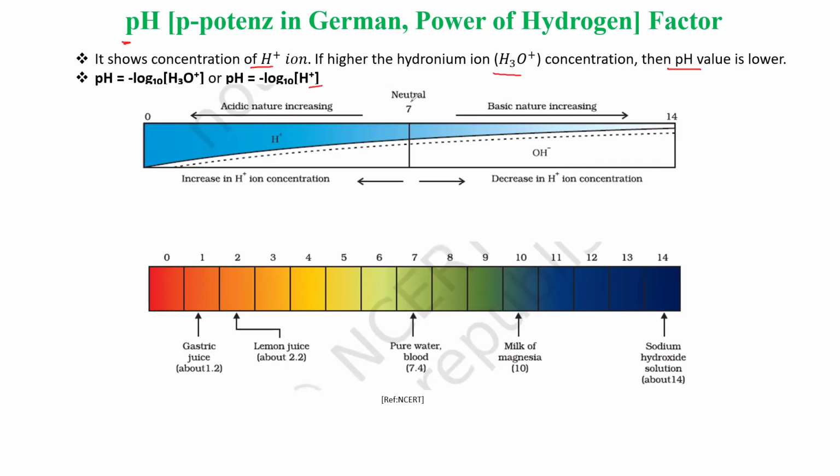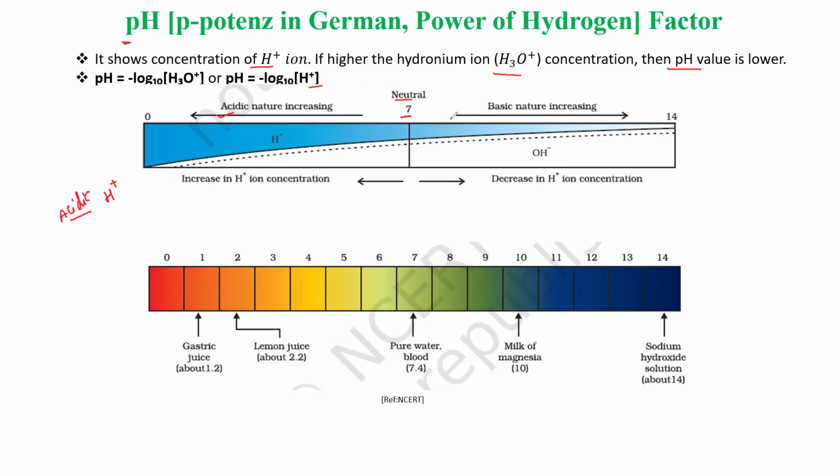For neutral solutions, the pH value is 7. When the pH value decreases, the concentration of hydrogen ions increases. When the concentration of hydrogen ions increases, the acidic nature increases. So if you have more hydrogen ions, the solution will be more acidic in nature.